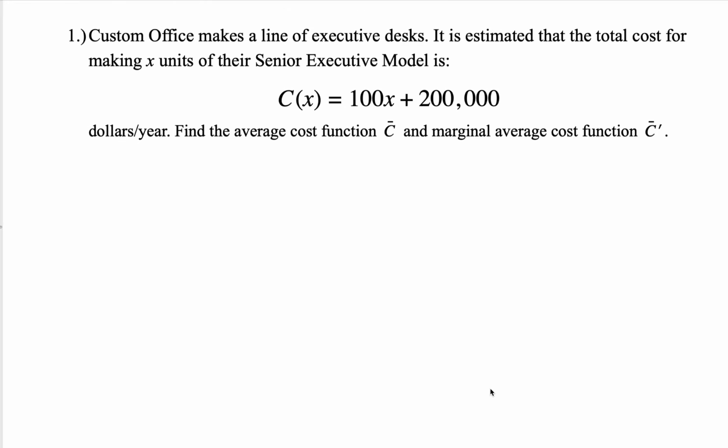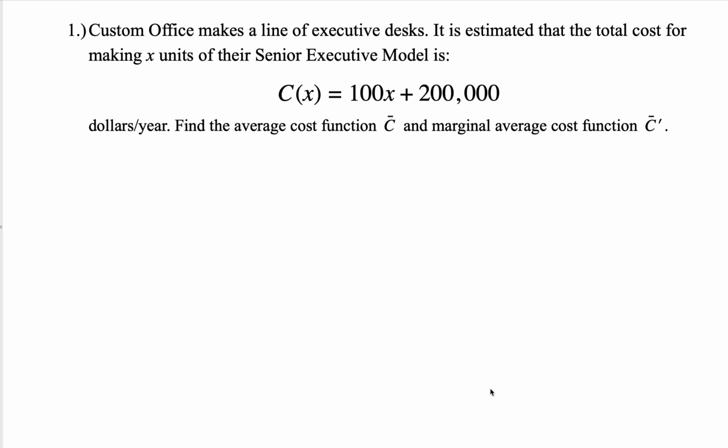Okay, so our first question is: Custom Office makes a line of senior executive desks. It's estimated that the total cost for making X units of their senior executive model is given by the function C(X) = 100X + 200K. What we need to know is the average cost and marginal cost functions.